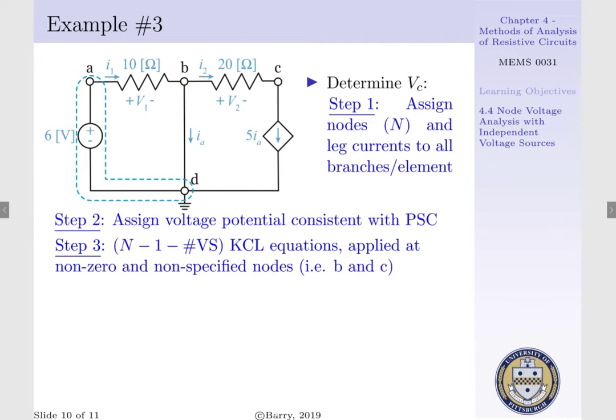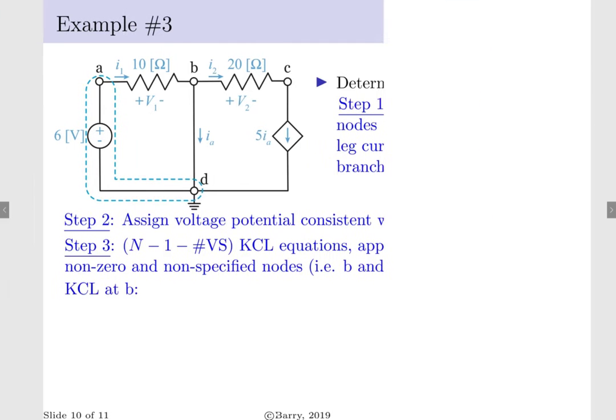Step 3 is to determine or apply our proper number of KCL equations. We have 4 nodes, we have 1 voltage source, thus we need 2 KCL equations applied to our non-zero and non-specified nodes. Thus we'll apply our KCL equations at nodes B and C.